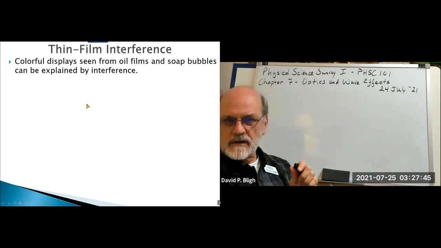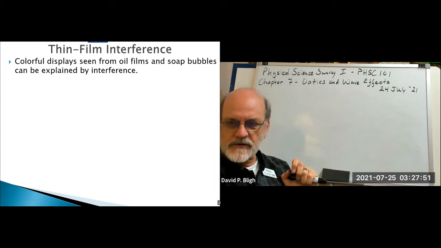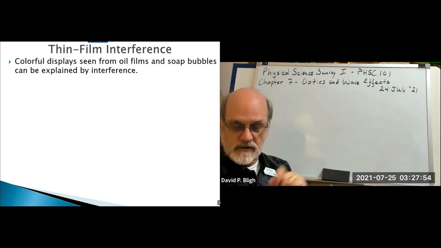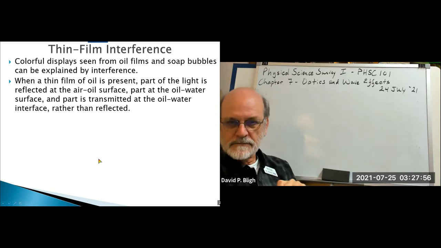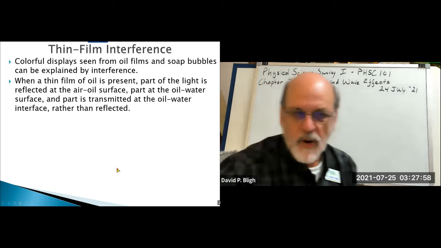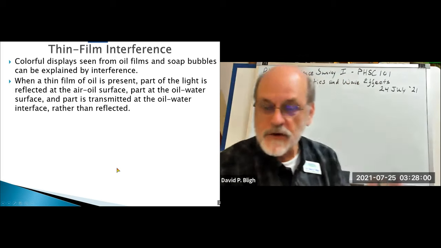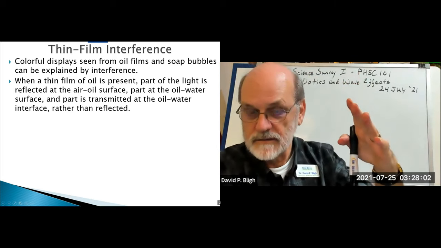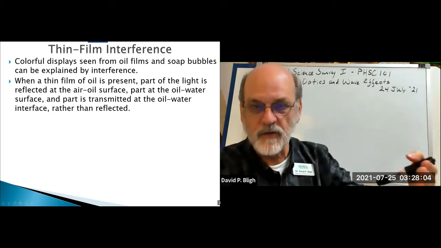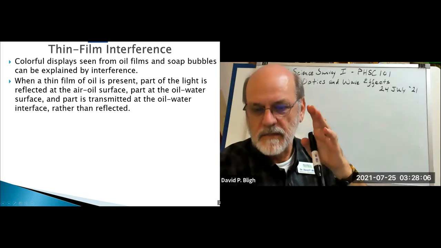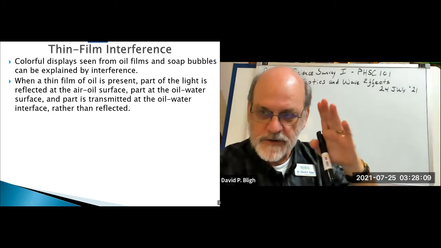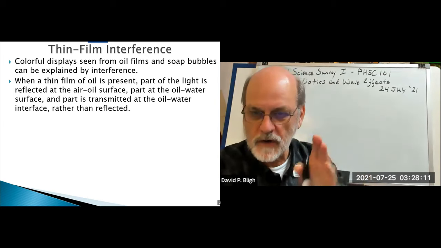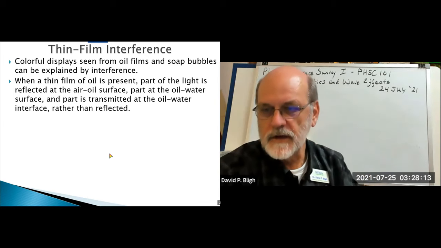Well, those colors are able to constructively and destructively interfere selectively for different colors. Part of the light is reflected from the front surface of the oil. In this case, we're talking about a thin film of oil. Part of the light is reflected from the surface, and part of it goes through the oil and reflects off the water below.